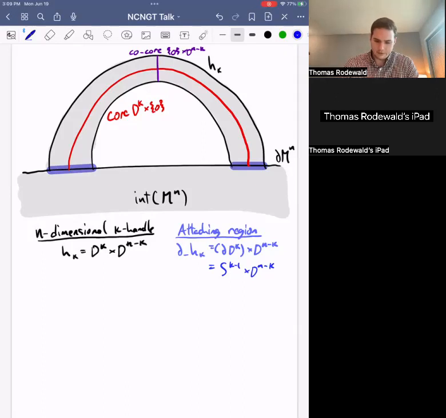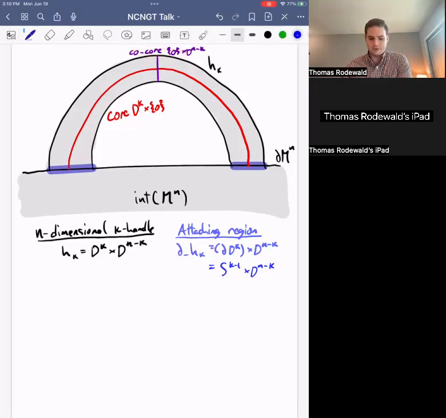And the way you construct it is you attach your k-handle to the boundary of the manifold along the attaching region, which is what I have in this picture highlighted in blue here. The attaching region is just the boundary of the first factor of D^k cross D^(n-k), so that's going to be S^(k-1) cross D^(n-k). This is like a 2-dimensional picture of a 1-handle. The core is D^k cross 0, which I have in red, and then the co-core is 0 cross D^(n-k).